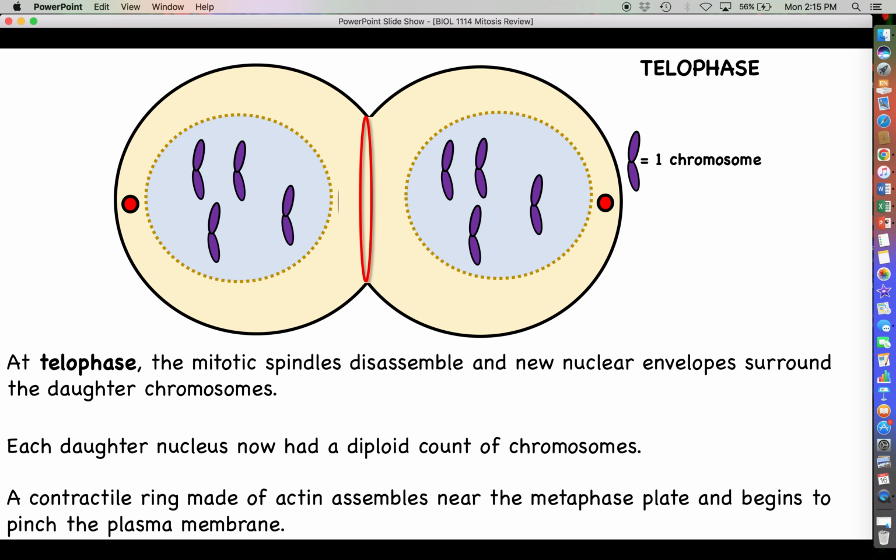The other thing you're going to see here at the tail end of telophase is that a contractile ring made of the proteins actin and myosin is going to assemble near the metaphase plate, and it is going to start pinching the plasma membrane. So you can actually see a constriction point where you can really visualize how this big old cell is going to get split in two.